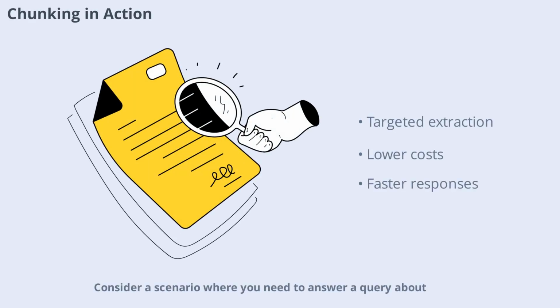Consider a scenario where you need to answer a query about capital gains tax limits from a country's entire legal tax code. Instead of processing the whole document, chunking allows the system to extract just the 3 paragraphs that address the specific question. This targeted approach reduces both the time and cost per query, making information retrieval much more efficient and practical for large-scale applications.